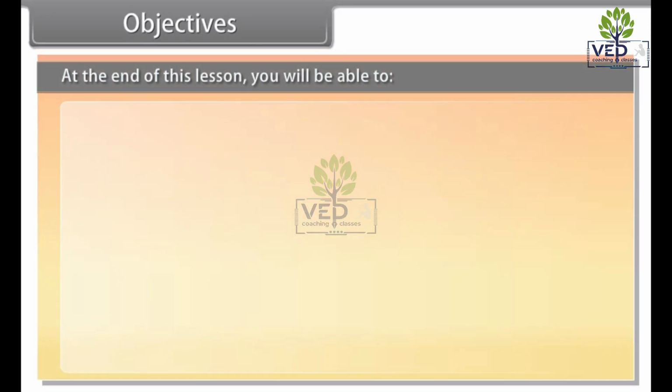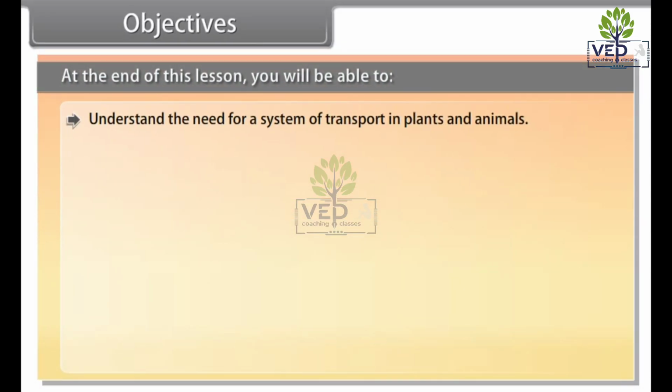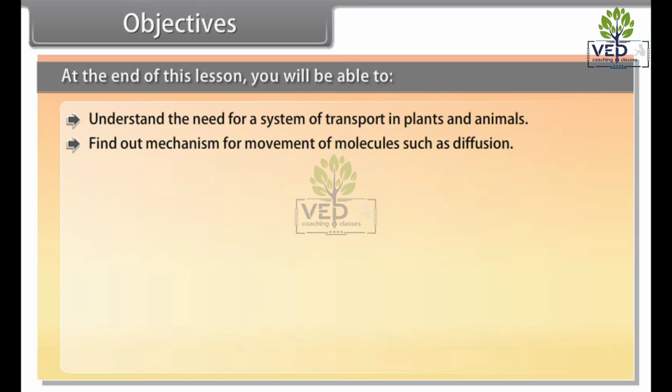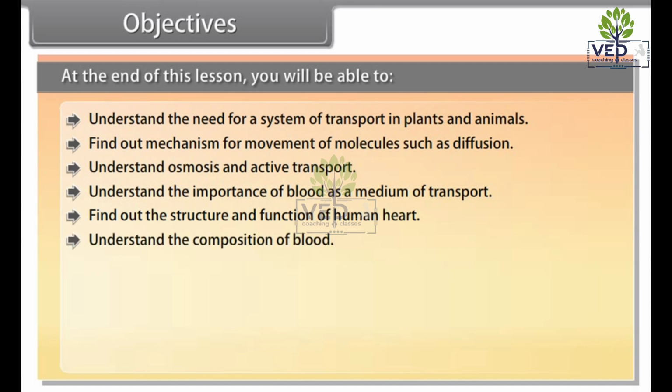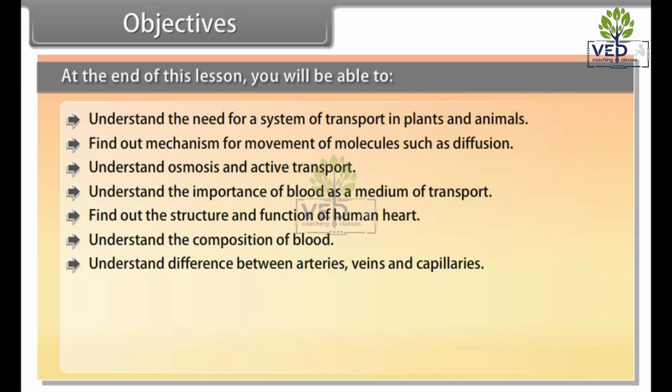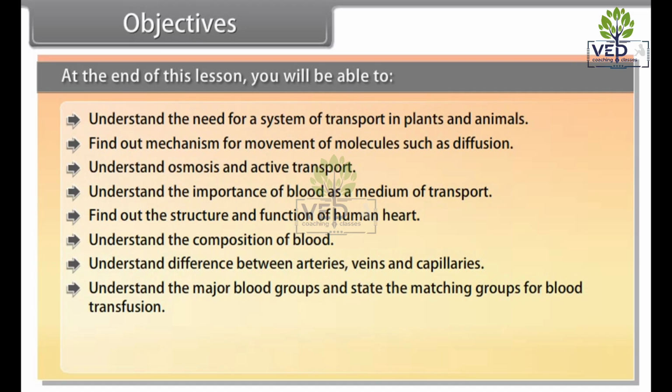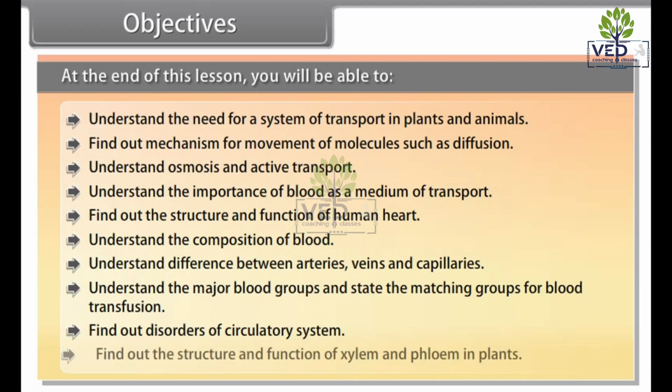Objectives. At the end of this lesson, you'll be able to understand the need for a system of transport in plants and animals, find out mechanisms for movement of molecules such as diffusion, understand osmosis and active transport, understand the importance of blood as a medium of transport, find out the structure and function of the human heart, understand the composition of blood, understand the difference between arteries, veins and capillaries, understand the major blood groups and state the matching groups for blood transfusion, find out disorders of the circulatory system, and find out the structure and function of xylem and phloem in plants.